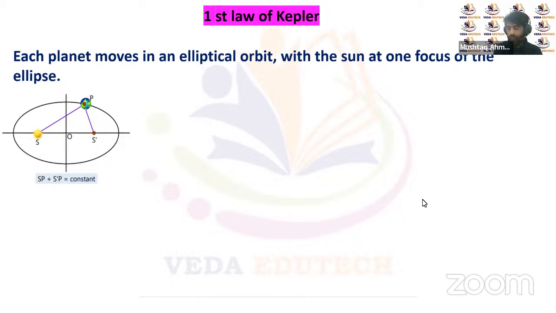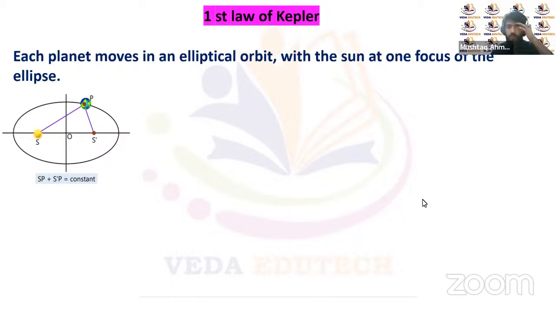Today in this session, we'll be discussing Kepler's laws of motion. There are three laws of Kepler, and all three laws of Kepler's planetary motion will be discussed in this lecture. In the previous lecture, we discussed gravitational potential and potential energy, and we also discussed escape velocities. Now, in this lecture, we'll be discussing the motion of planets around the sun.